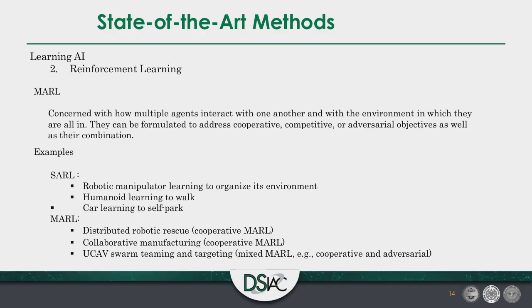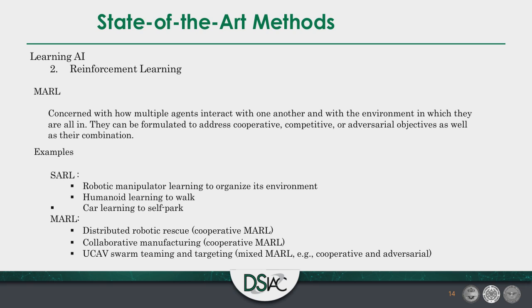In multi-agent reinforcement learning, the concept essentially is concerned with how multiple agents interact with one another and with the environment in which they all are, and they can be formulated to address multiple settings: cooperative, competitive, adversarial objectives, as well as their combination.